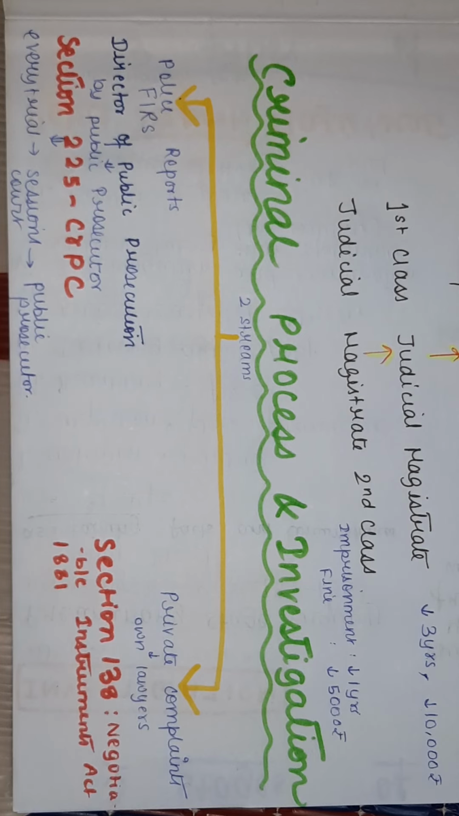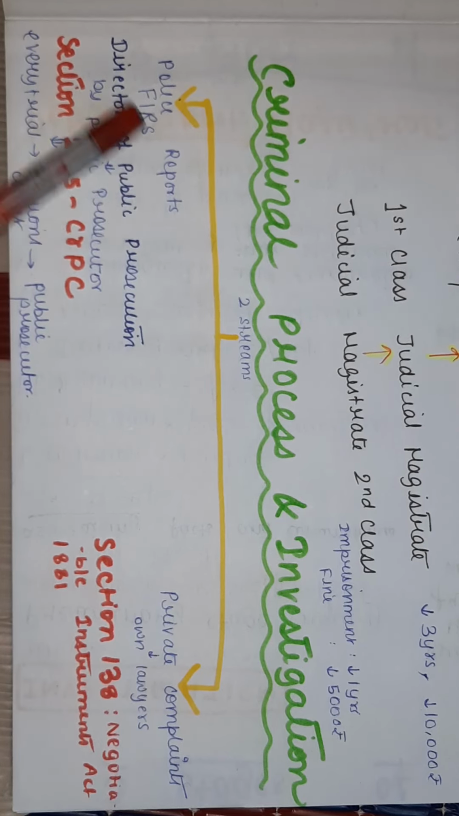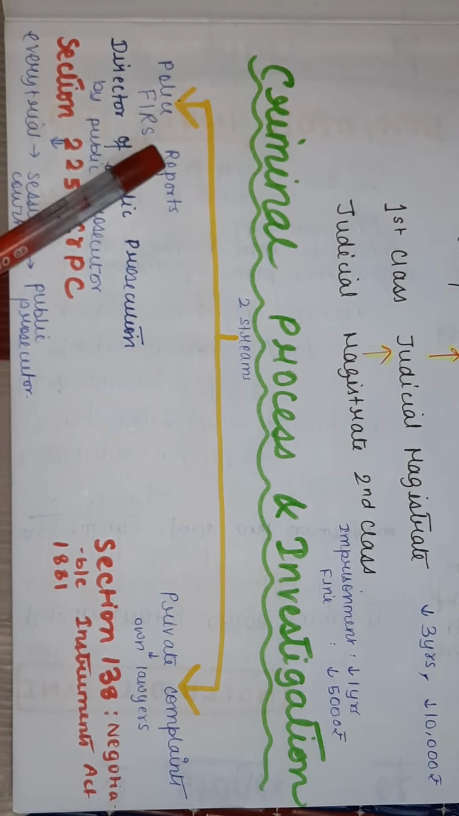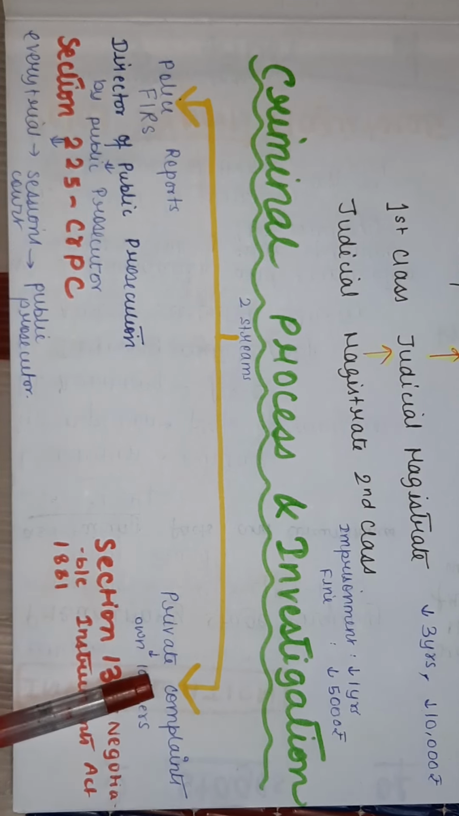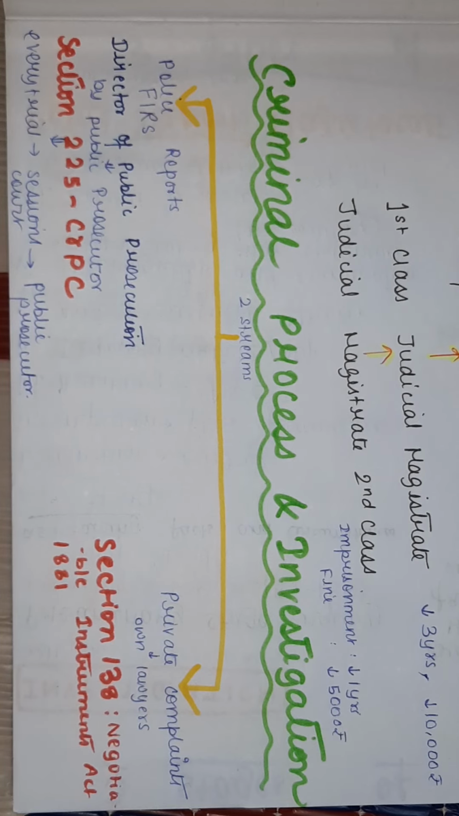It relates to the prosecution of the accused. Now it can be divided into two streams in India. The first stream relates to the police reports. People go to the police station to file a complaint, perhaps the FIR, to the police. And there is the next stream, the second stream, of complaints which are filed by private individuals, not to the police. Okay, so in this case, the prosecution is conducted by the director of the public prosecution.